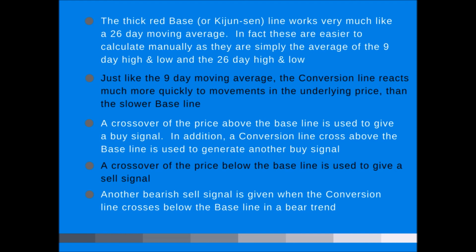Just like the 9-day moving average, the conversion line reacts more quickly to movements in the underlying price than the slower baseline. A crossover of the price above the baseline is used to give a buy signal. In addition, a conversion line cross above the baseline, just like a moving average crossover, is used to generate another buy signal. So pretty simple if you already have studied our moving average crossovers and signals. A crossover of the price below the baseline is used to give a sell signal, just as it is with moving averages. Another bearish signal is when you get the conversion line crossing below the baseline in a bear trend. Okay, that's all pretty simple.